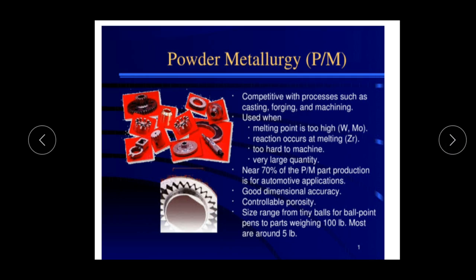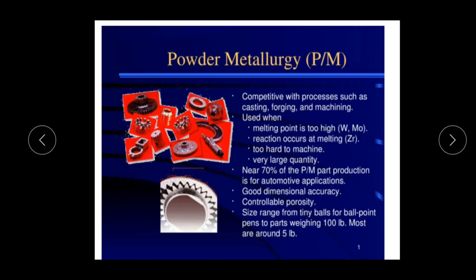Yes, dear friends, here are other examples of PM products. PM is competitive with processes such as casting, forging, and machining, and is used when the melting point is too high, for example tungsten and molybdenum. A reaction occurs at melting, especially in zirconium, and some materials are too hard to machine. Due to this, the products are too hard for machining in large quantities.